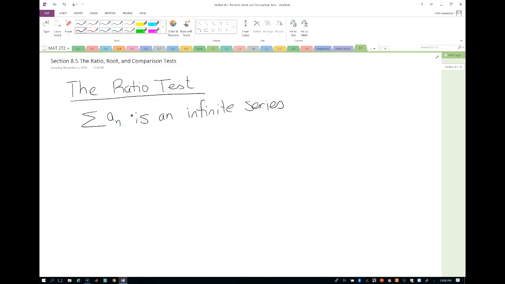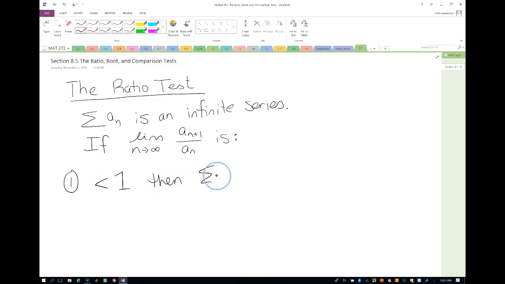So the way that we're going to check that is we are going to compare just a general form of one term with what the next one would be. So if the limit as n approaches infinity of a sub n plus 1 over a sub n is, if you calculate this limit and the value comes out to be less than 1, that means our series is convergent.